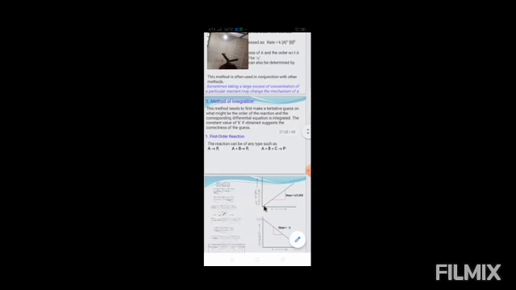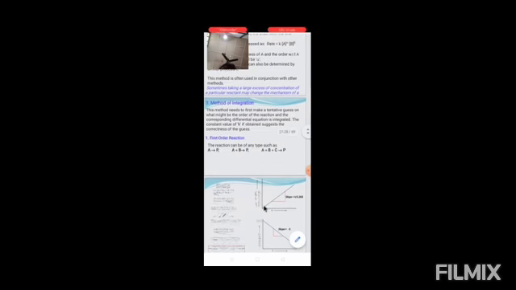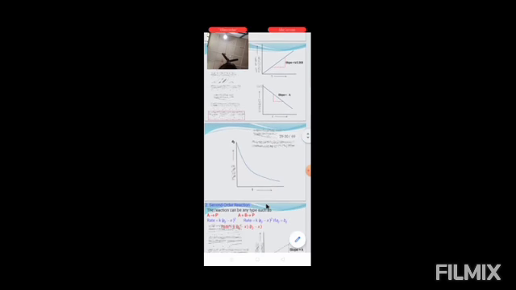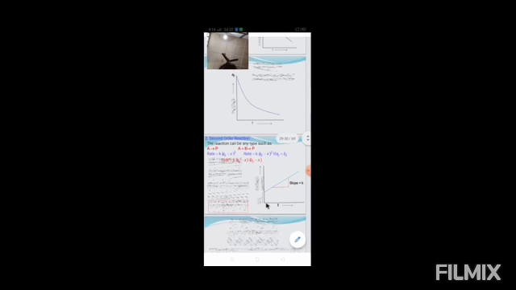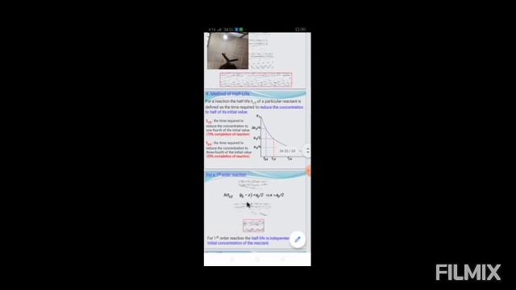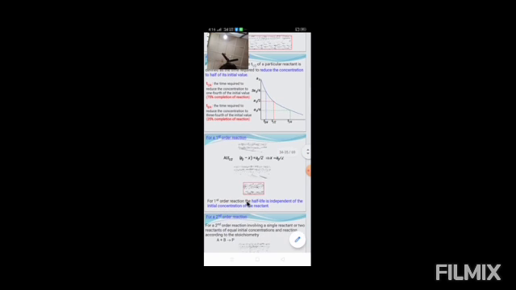The next step is the integration method. You can see it yourself, but all these are not included in your syllabus. For the second order also you can find out, and for zero order reactions also, but you can see the graphs. Now you will see what the syllabus is. All these are not in your syllabus.